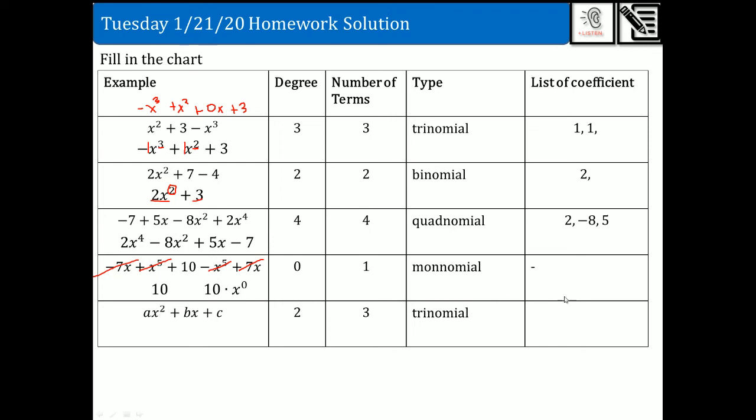Okay, list of coefficients. We have a and b. Good. C is considered a constant. We don't care about that.